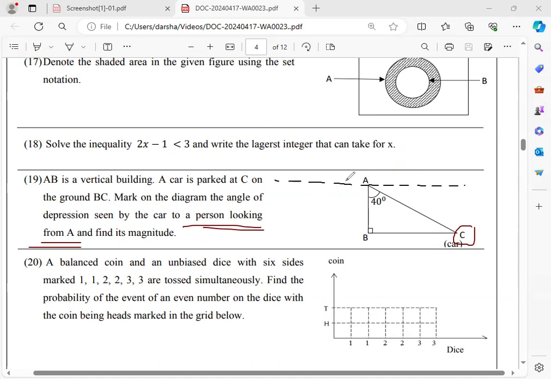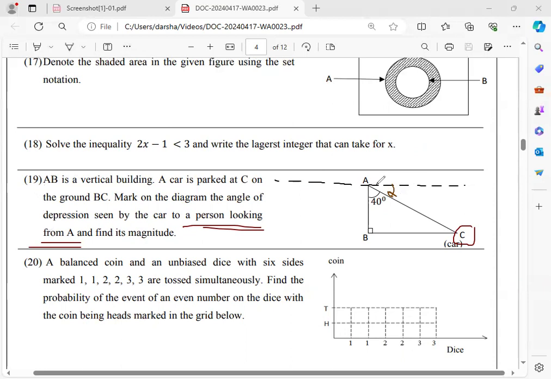Okay, looking from A, so draw the dotted line at the point A and you have to mark the angle of depression. Angle of depression means, okay, you have to mark it like this. In this question, they didn't ask angle of elevation, but if they ask angle of elevation means you have to mark it up. Okay, like this. That is angle of elevation. So here they ask angle of depression, no? That is this particular angle. So they are asking to find the magnitude.